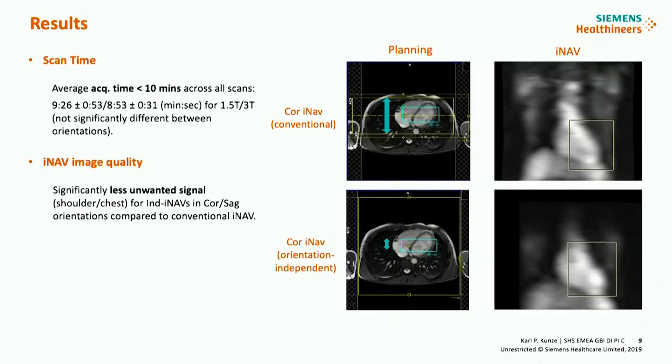The iNav image quality was, as expected or as hoped, relatively good, and especially showed the expected improvements. If you compare, for example, the conventional iNav here, you have a lot of signal from the shoulders up here, or potentially, this is a thin volunteer, so you don't see as much, but potentially chest signal that projects onto your image that we don't actually have if we use a coronal iNav with a thinner slab, as we do it here.